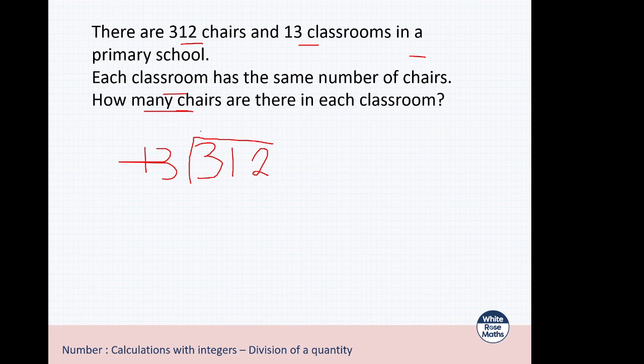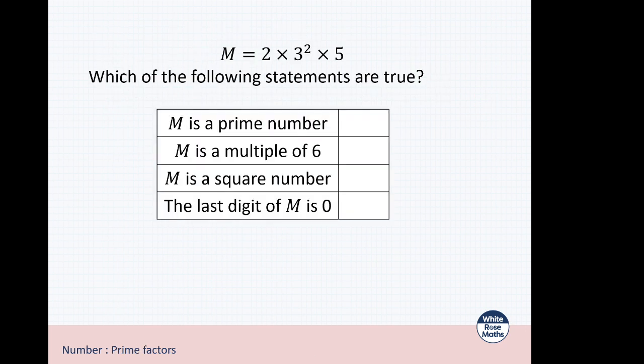13s into 3, I can't do. 13s into 31 go twice with a remainder of 5. 13 into 52 goes 4 times. So there's 24 chairs in each classroom. Does that make sense, guys? Again, a very, very common topic for a contextual question for a foundation tier paper. Awesome. 24.